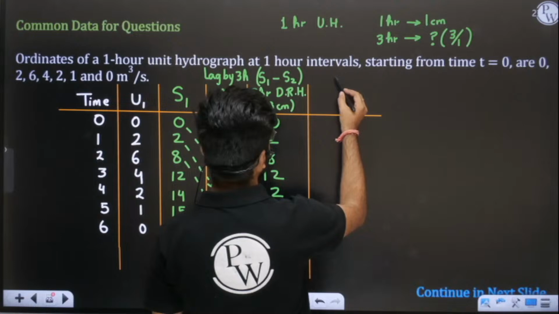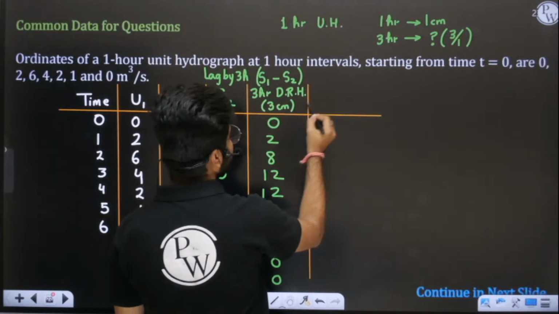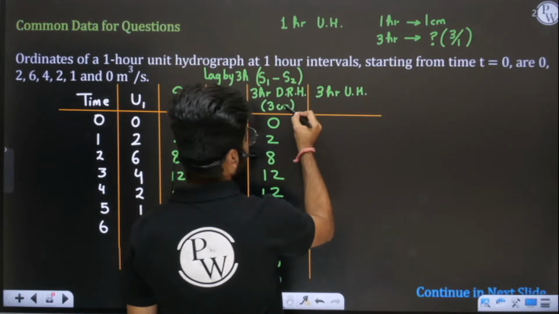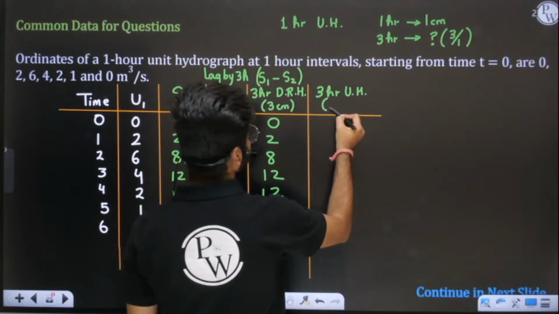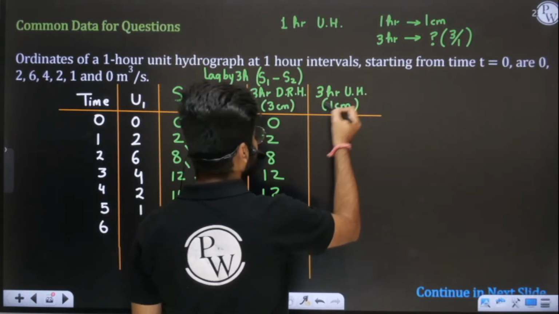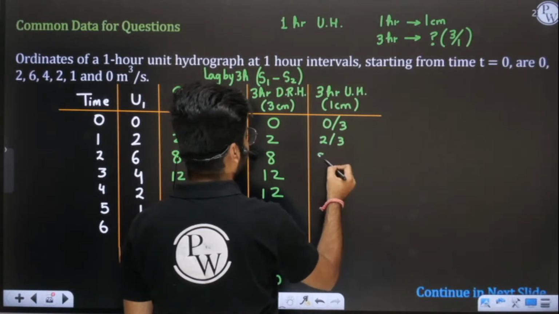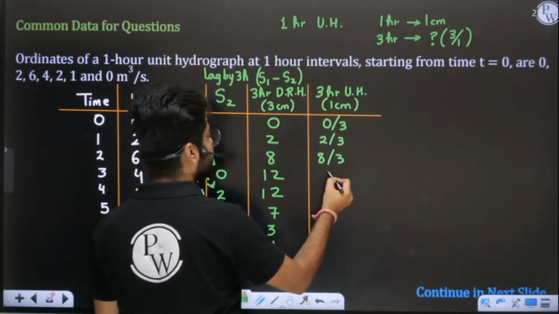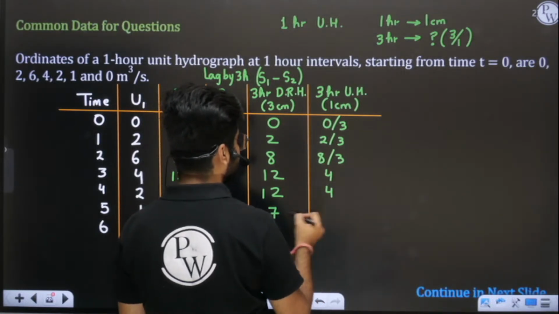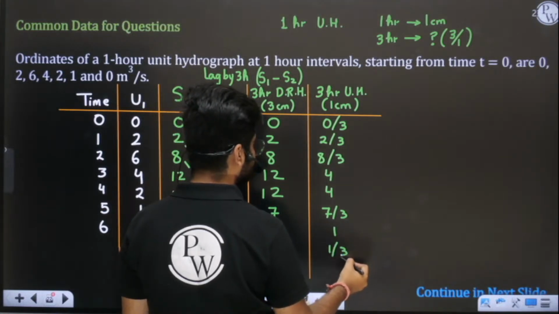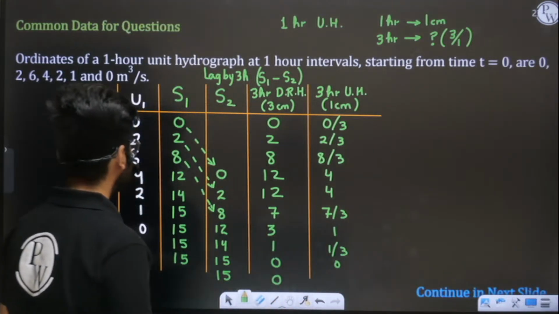Now what? I have to convert it into a unit hydrograph. So the 3 hour DRH is there. Convert it into the 3 hour unit hydrograph. So 3 centimeter values are given to you. If you want to find 1 centimeter values, what will you do? You will divide all these values by 3. 12 by 3 is 4. 12 by 3 is 4. 7 by 3. 3 by 3 is 1. Like this you will get all the values.